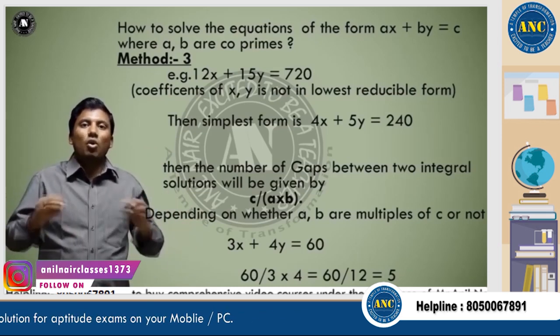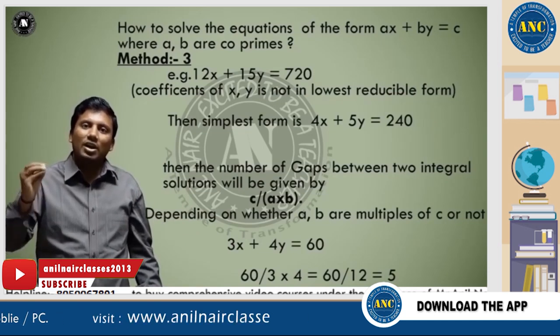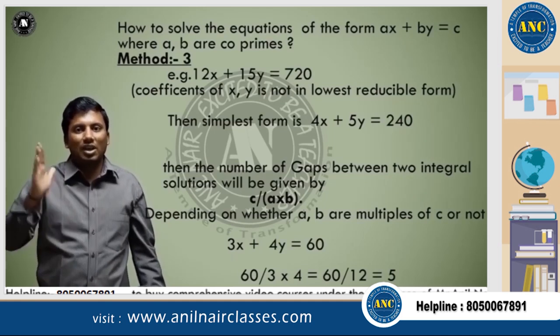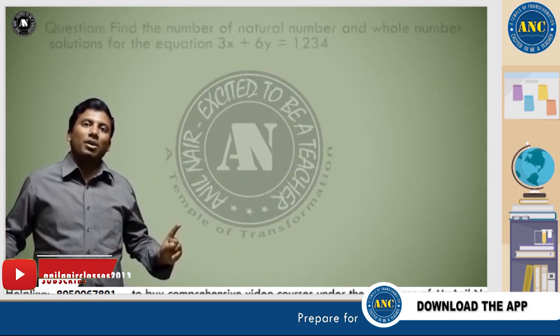These 6 are the whole number solutions. Eliminate the 2 points where x equals 0 and y equals 0, and you will get the natural number solutions. Natural number solutions are 4. Let us solve the final problem.